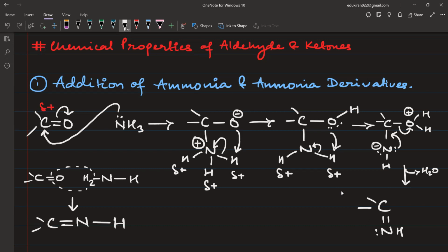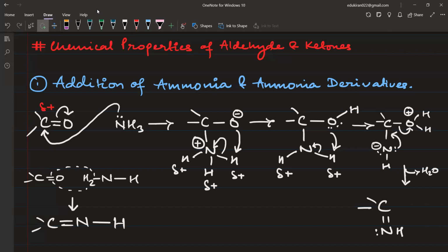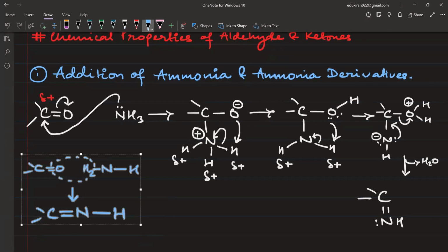All of this reaction mechanism, you don't have to learn, but I have shown what is happening here. The important thing that you have to learn is this part. This is the general scheme of reaction that you have to follow for ammonia, and for ammonia derivatives also. Okay, so please write this down and then also write this particular blue part.